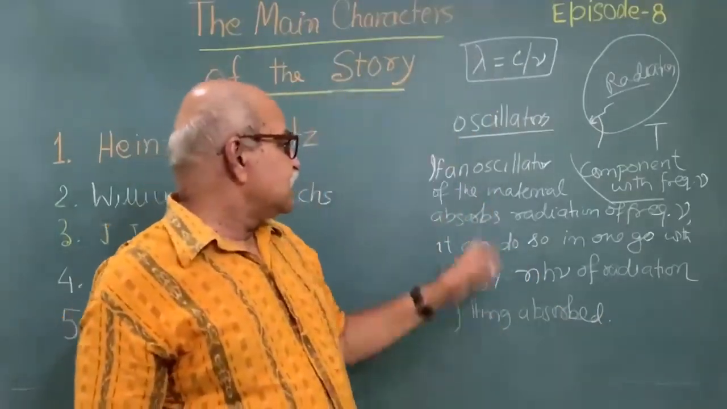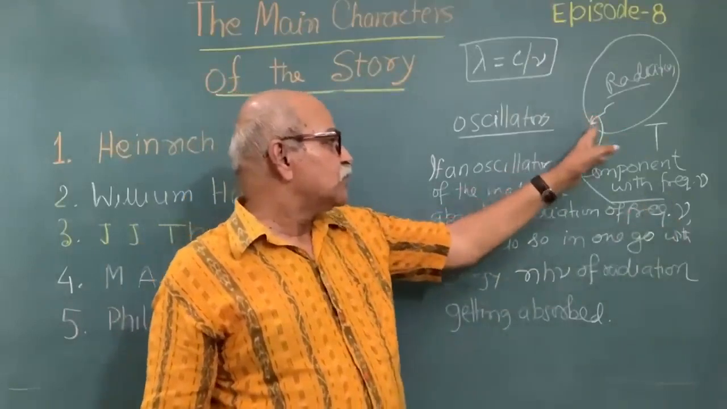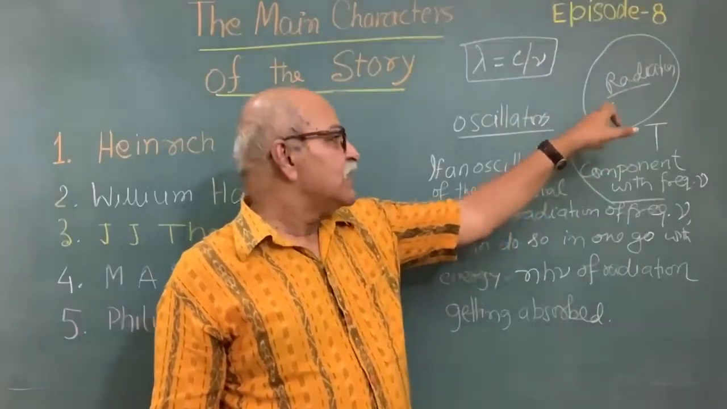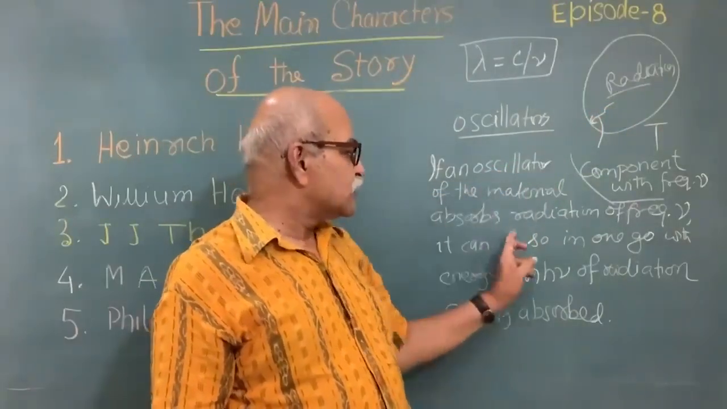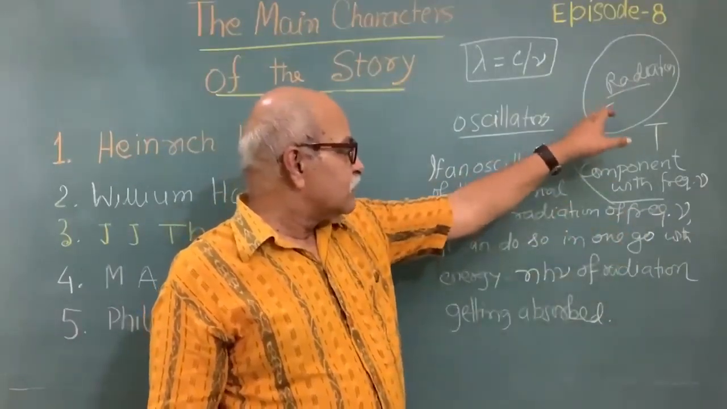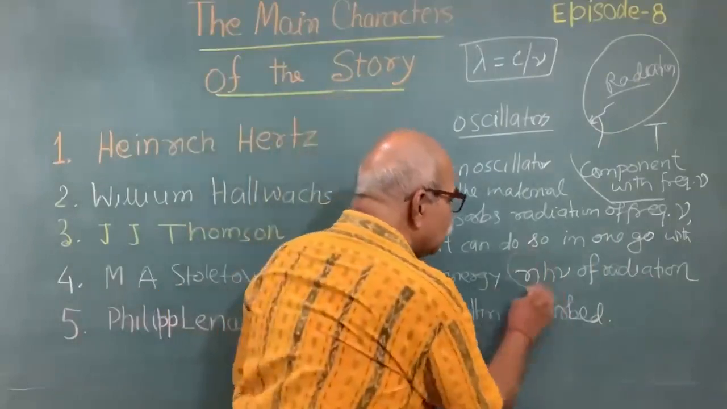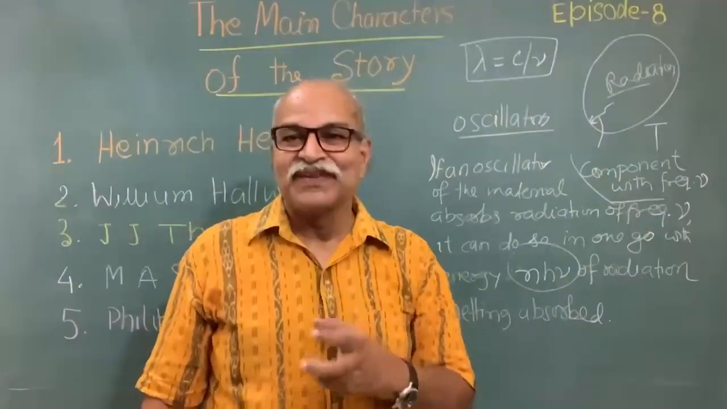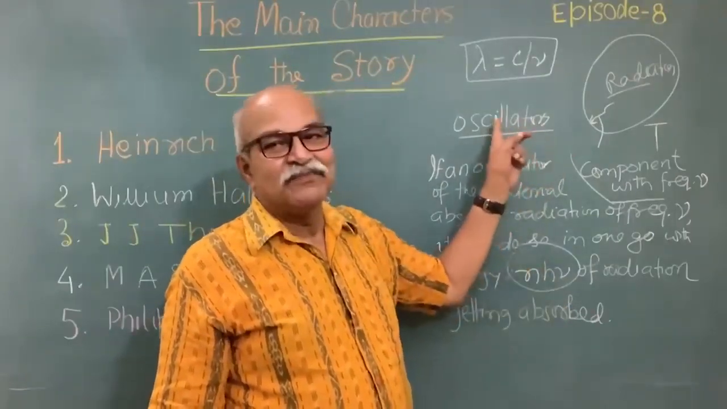Let me see if it makes sense. If an oscillator of the material absorbs radiation of frequency nu, so suppose it is falling here and a particular oscillator is taking that energy, so it has to absorb that particular component of this radiation. So if an oscillator of the material absorbs radiation of frequency nu, it can do so in one go, right? In one go, how much energy can it absorb? It can do so in one go with energy n h nu of radiation getting absorbed. So in one single blow, only this much energy can get absorbed in this oscillator.